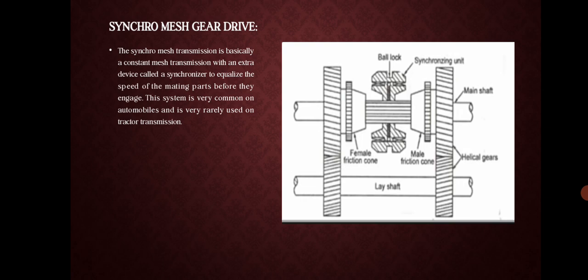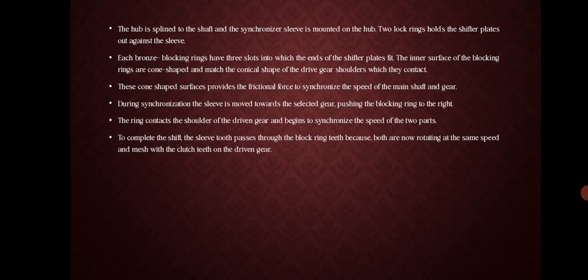During synchronization, the sleeve is moved towards the selected gear, pushing the blocking ring to the right. The ring contacts the shoulder of the driven gear and begins to synchronize the speed of the two parts. To complete the shift, the sleeve teeth pass through the blocking ring teeth because both are now rotating at the same speed and mesh with the clutch teeth on the drive gear.